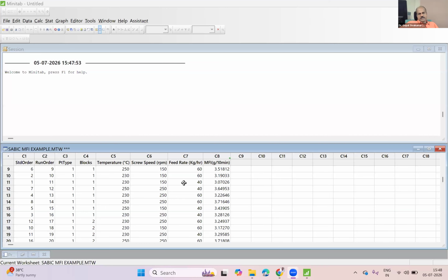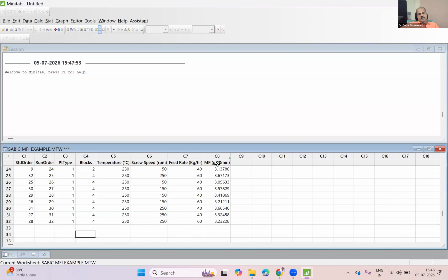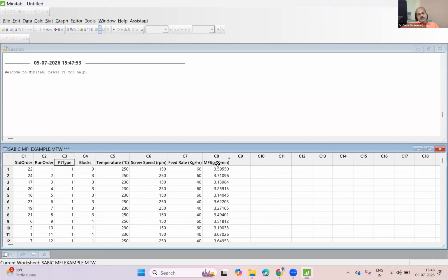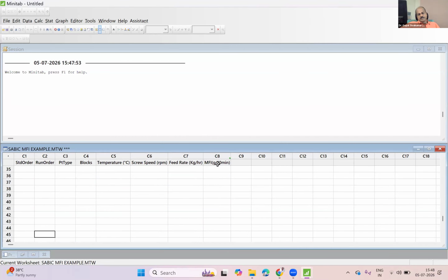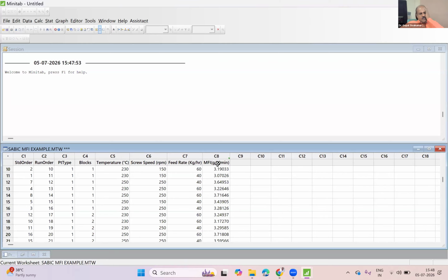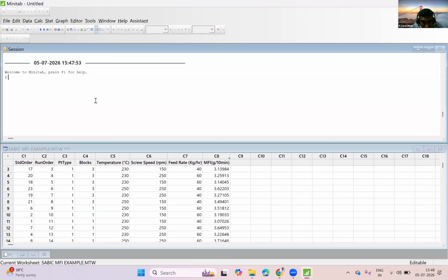Please confirm. Can you see another example of DOE? MFI, feed rate, speed, temperature. That's all. And then the blocks. How many blocks? One, two, four blocks. Interesting. Point type. Point type is still linear only. Run order, random order. Hope you all understand, right? And now what is the response variable here? MFI. Melt flow index.